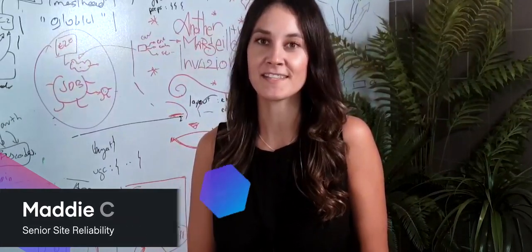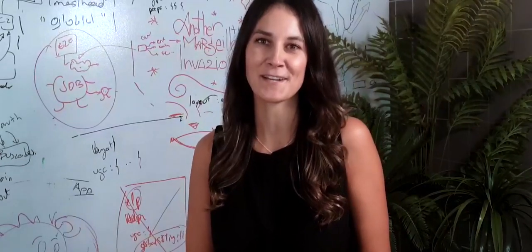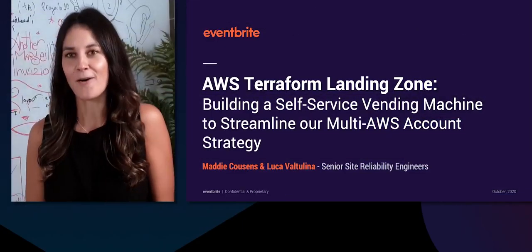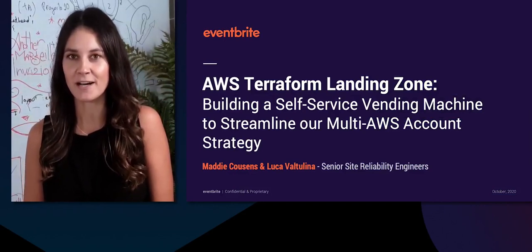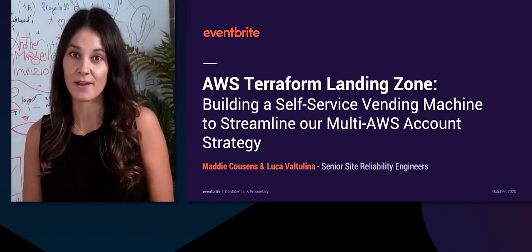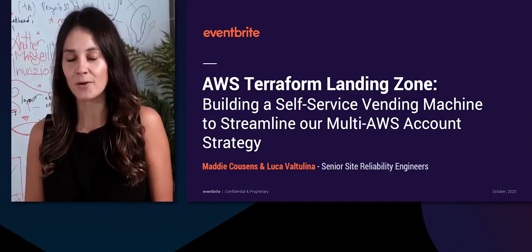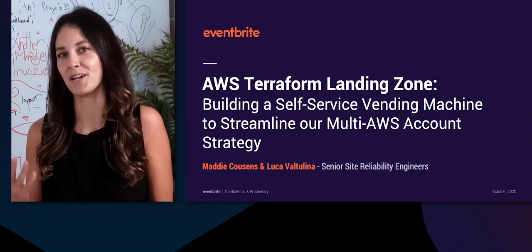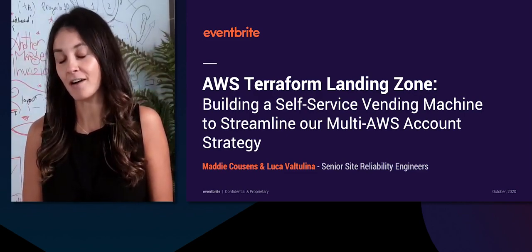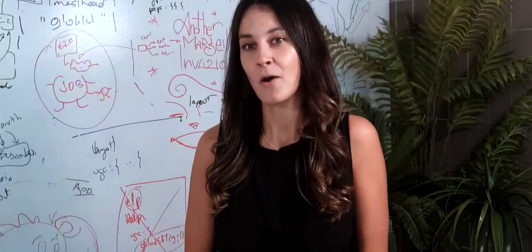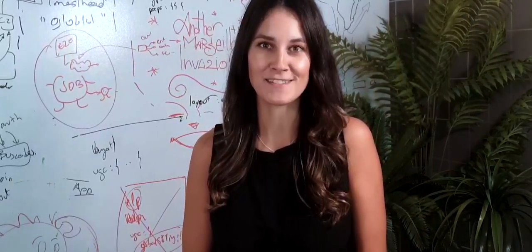We are on the Site Reliability Engineering team at Eventbrite, the largest event technology platform. So today our goal is to give you an authentic picture of how we use the AWS Terraform landing zone at Eventbrite to streamline our multi-AWS account strategy, and the work we did to take it from source code to production. We hope you leave this talk with a better understanding of what this accelerator is, whether it could be a solution for your team, and an idea of the work involved to get it up and running.